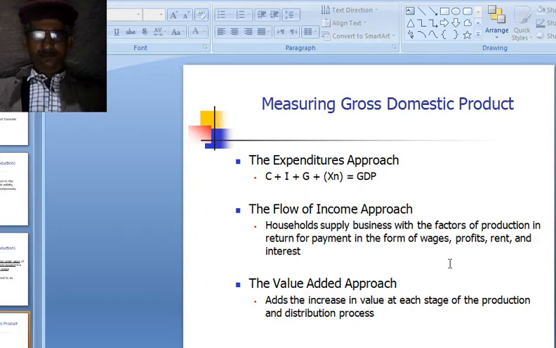Measuring gross domestic product, there are different methods to measure the GDP. The three most famous measures to calculate the total output of a country, and the first is the expenditure approach, which includes C, I, G and net exports. C stands for consumption expenditure, meaning how much consumers are spending on their daily or routine purchases, and I stands for investment expenditure, and this is the private investment, the firms' investment.